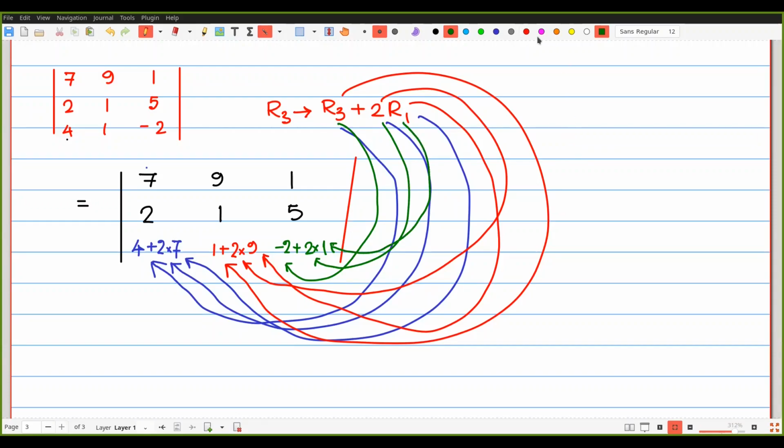So whatever result we are getting, check that it is equal to the original: first row remains unaltered, second row 2, 1, 5, third row 7 into 2, 14 plus 4, that is 18, 9 into 2, 18 plus 1, 19, and 2 minus 2, that is 0. That type of operation we have done, but that value and that value both are the same. Both have the same value in the determinant.